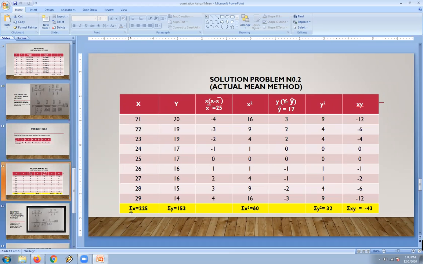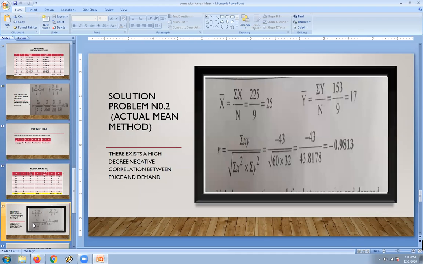The total will become sigma x, that is 225. In the same manner, y values 20, 19, 19, 17. Then the total will be 153. Then do the deviations. Deviation is nothing but we need to calculate the actual mean values for this question.